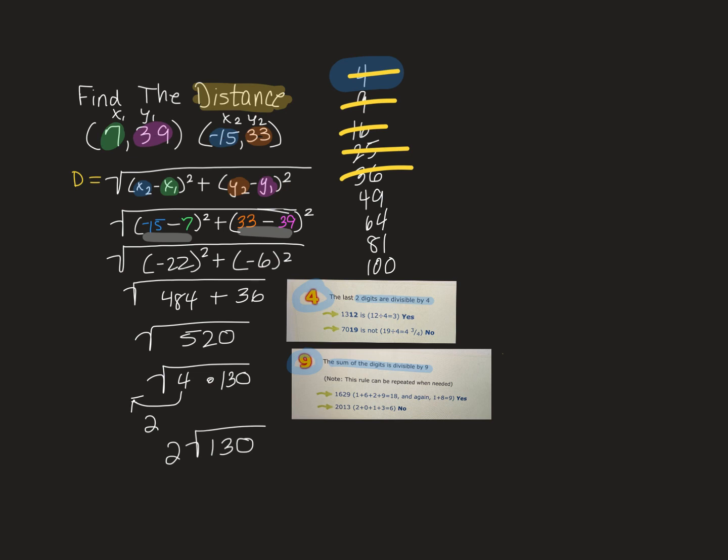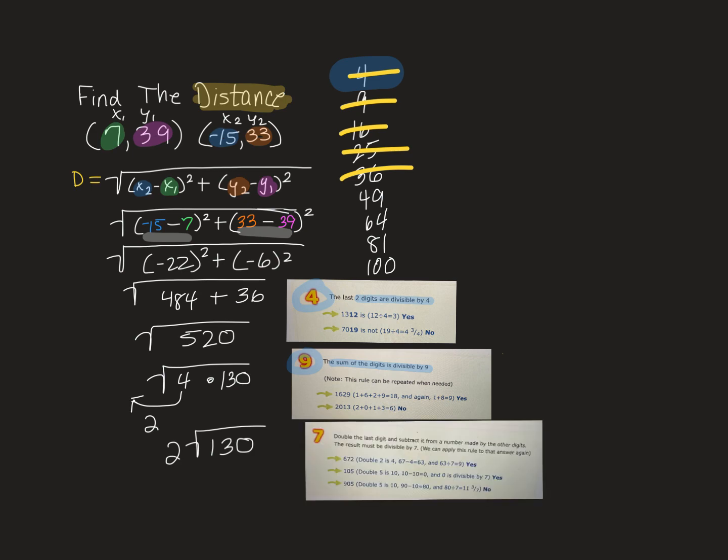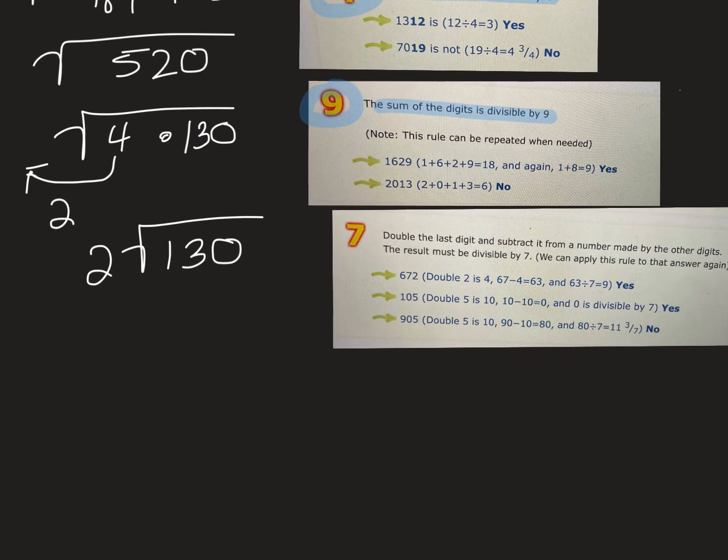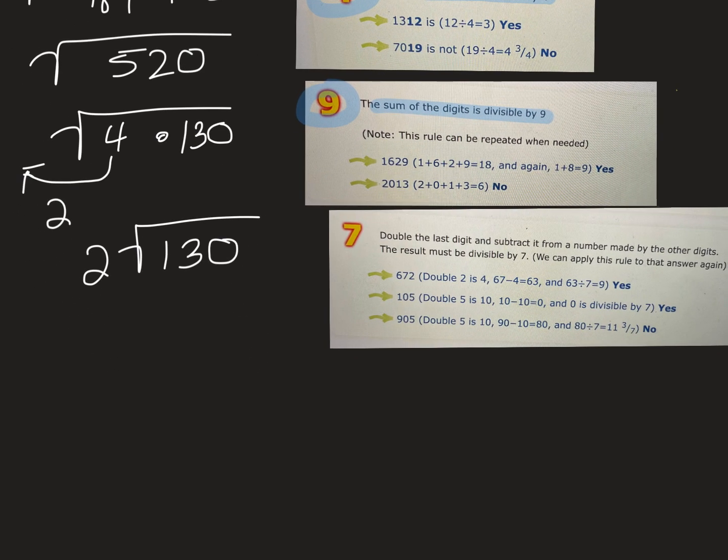So the next one I would try is 49. Because 7 times 7 is 49, we should check and see, will 7 go into 130? So there's a trick for 7s as well. And the trick for 7 is a little goofy. You take the last digit of the number, and then you double it, and then you subtract it from the number left from the rest of the group.